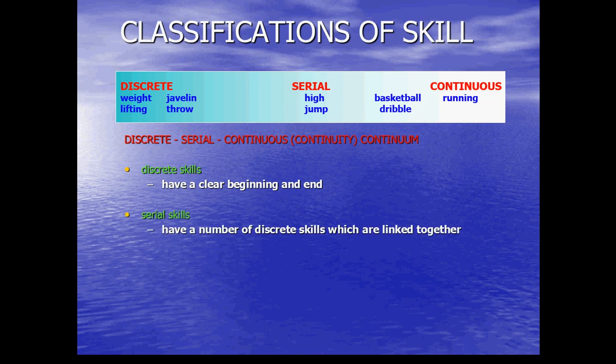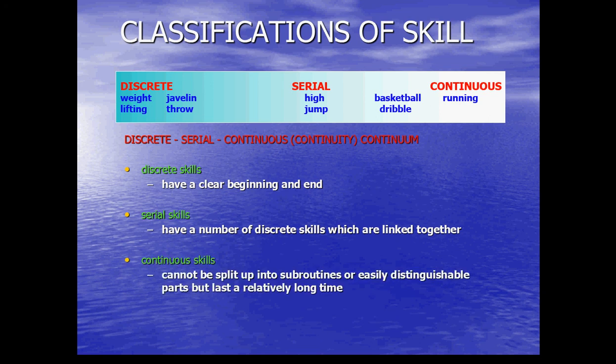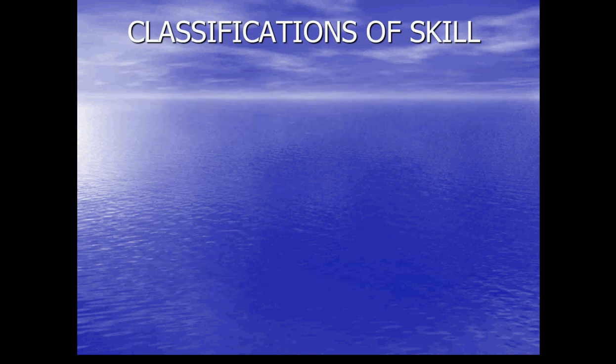Now, a serial skill has a number of discrete skills which are linked together quite closely into a kind of performance consisting of various different phases. The one used at the top there is the high jump. Triple jump would be another one where there are obvious phases that are linked together. And finally, continuous skills at the other end cannot be split up into subroutines or any kind of distinguishable parts, but they last a relatively long time. In fact, generally as long as the performer wishes. For example, running, basketball dribbling, cycling, those types of skills. And the only one I haven't mentioned is discrete skill, for example weightlifting and javelin throw for discrete skills.